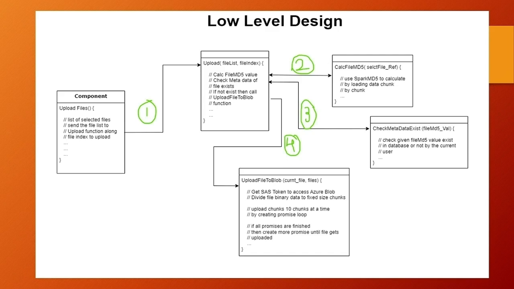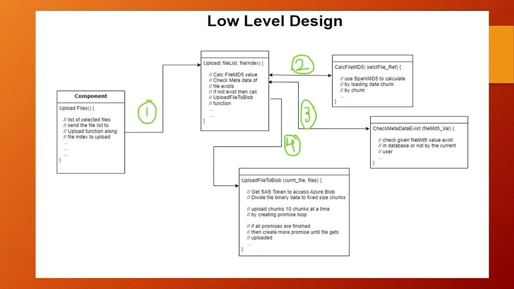Over here, I have divided the functionality in this manner. Firstly, we have an upload file function, which receives the list of selected files, and then we pass that list along with the file index to a further upload function. There, firstly we calculate the file MD5 value. To calculate it, we use a library called Spark MD5, which helps us calculate the unique hash value from our file content.